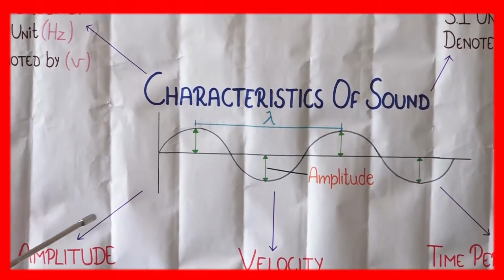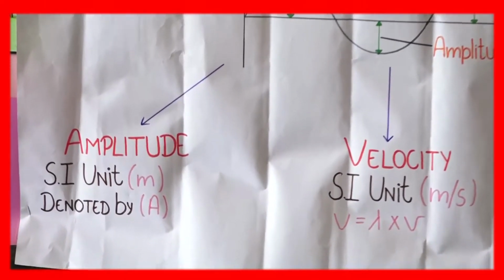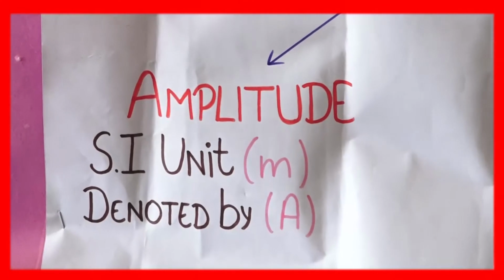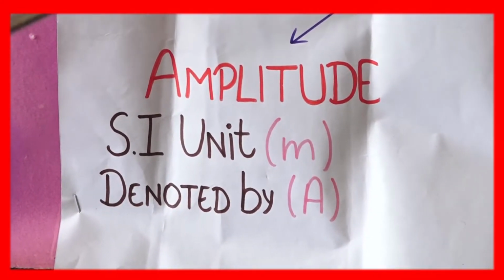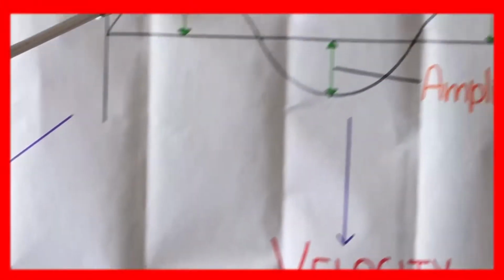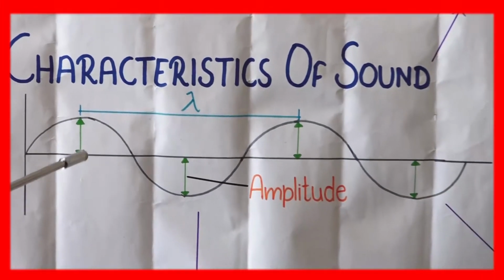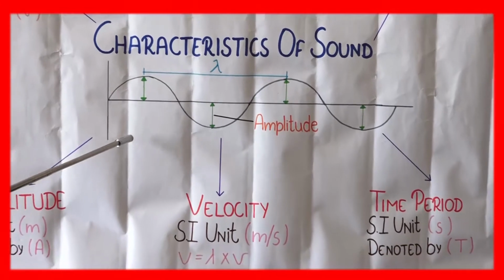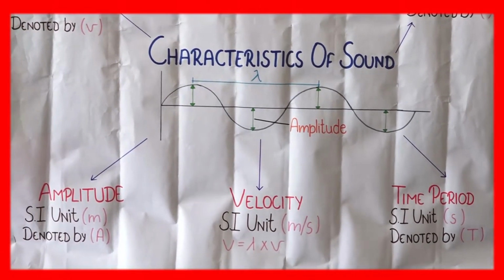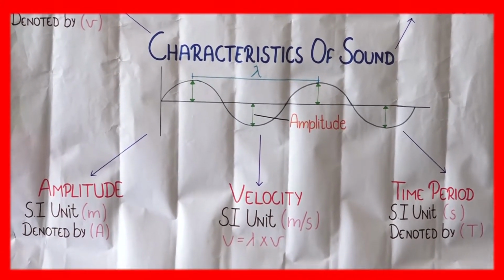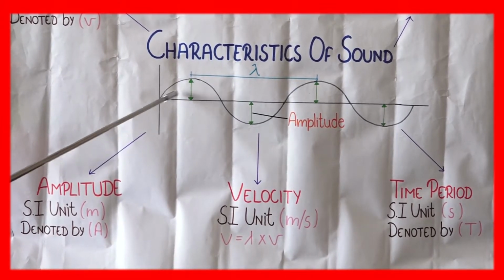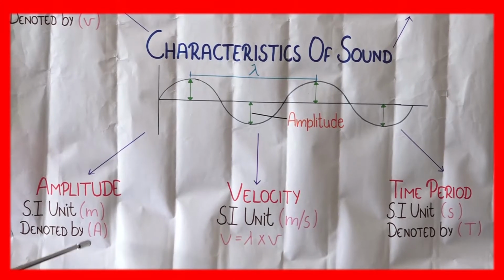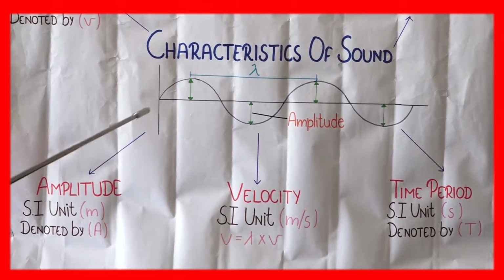The third characteristic of the sound wave is amplitude. The maximum displacement of an object from its mean position is called amplitude. Or we can also say the maximum displacement of a vibrating particle on either side of its mean position is called amplitude. It is represented by the letter A. Its unit is meters. The loudness and softness of the sound depend upon amplitude.